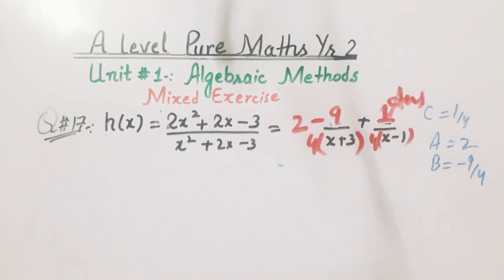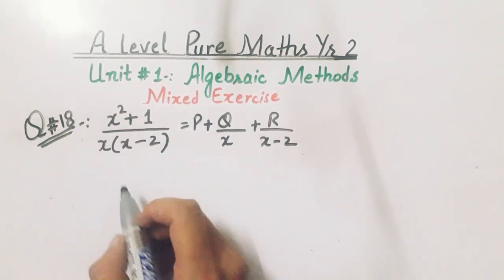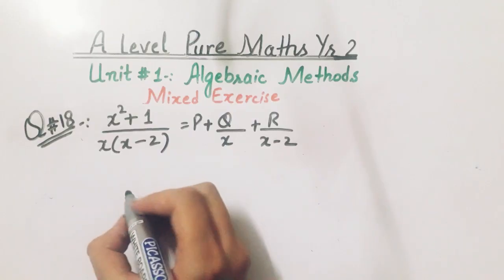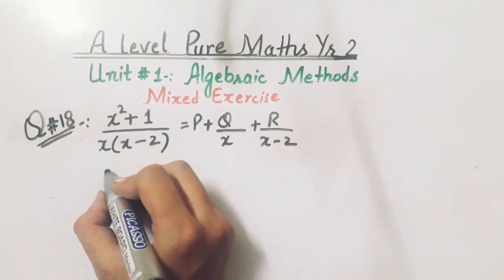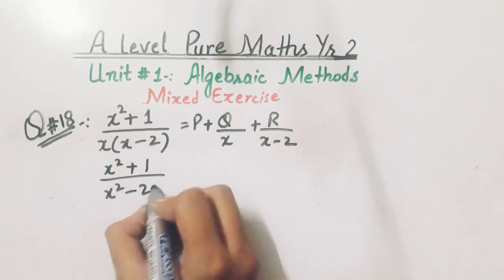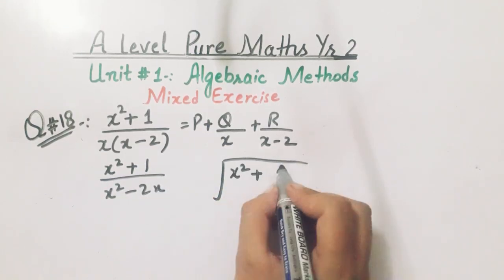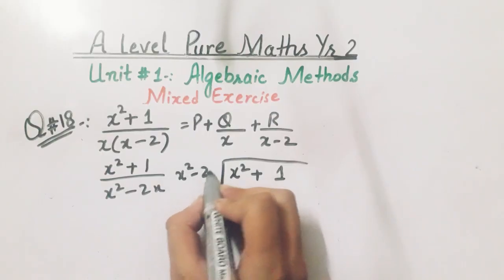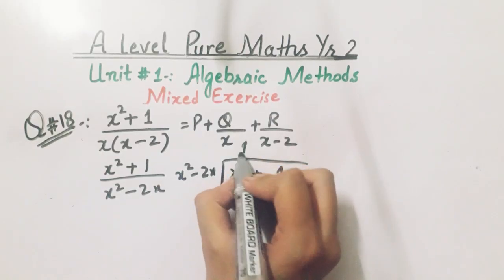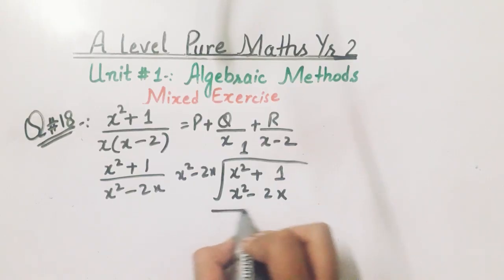Now we will solve question number 18. Now you have to find p, q and r value in question number 18. So this is again improper because we have x square plus 1 divided by x square minus 2x. So divide this x square plus 1 by x square minus 2x. To make x square, we will multiply this by 1. So we get x square minus 2x.